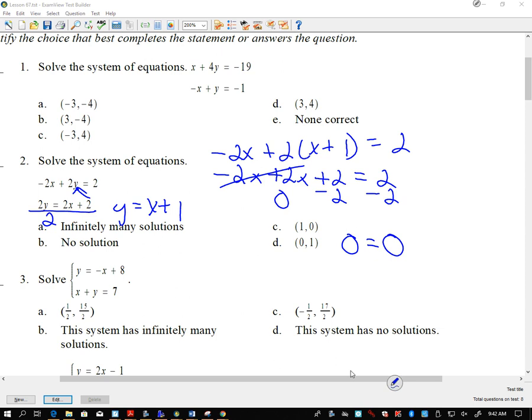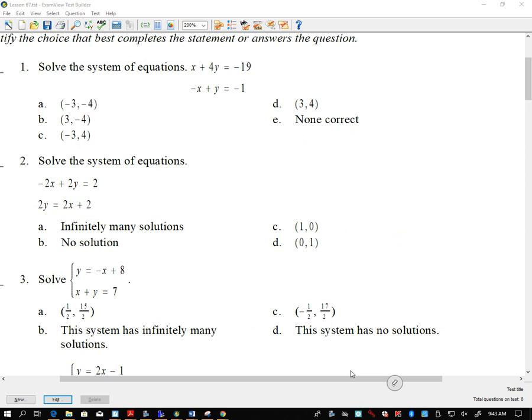Now, if I got something like 0 equals 5, is that a true statement? Right, and if I get something like this where I have no variable, I get 0 equal to something that it's not equal to, then what we would say is no solution. Does that make sense? What that means is that these two lines are parallel. There's no solution. All right, do we understand some of the concepts that we're working with here?